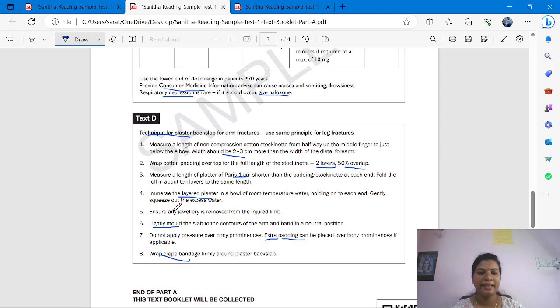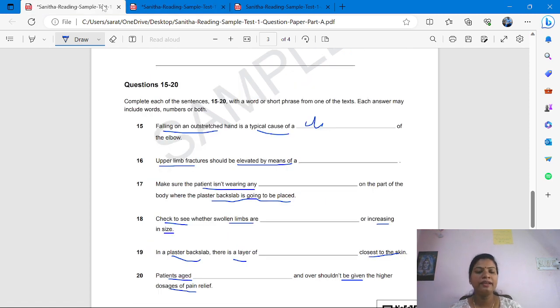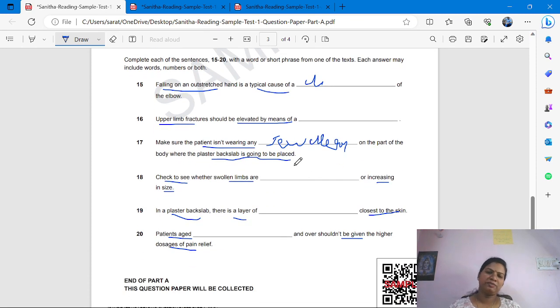What will be the answer? Ensure any jewelry is removed. We have to remove the jewelry items before putting any plaster. Make sure, what will be the answer here? Make sure the patient is not wearing any jewelry. Yes, the answer is jewelry. So it is very difficult to write, okay. Just you follow what I am saying.